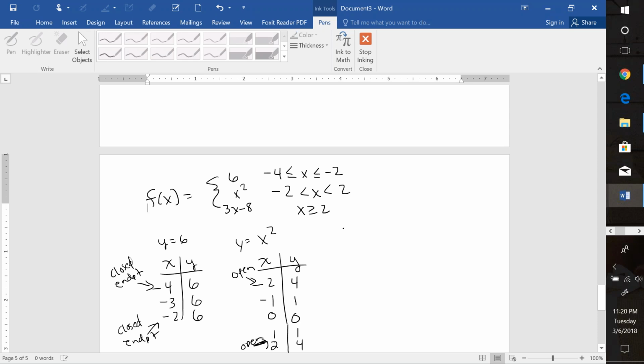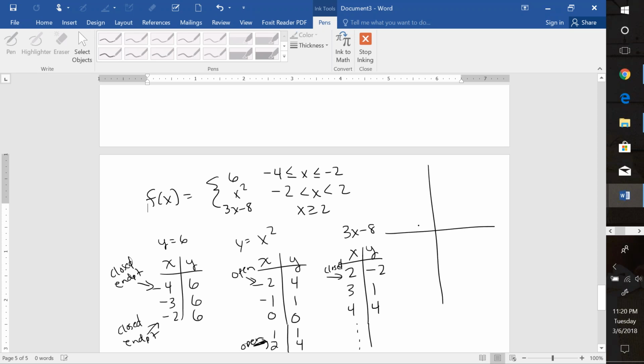And then the 3x minus 8, we are doing greater than or equal to 2. So that would be 2, 3, 4, and then it continues forever. So this is also a closed endpoint because of the equal to. And this would be 6 minus 8 is -2. 9 minus 8 would be 1, and 12 minus 8 would be 4.